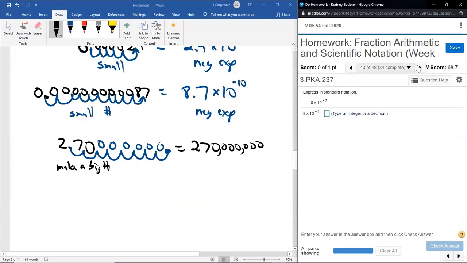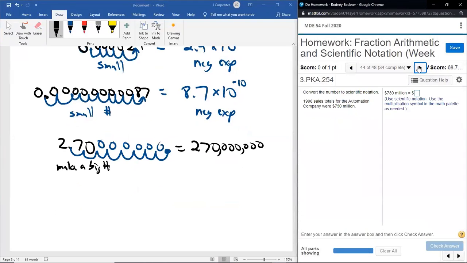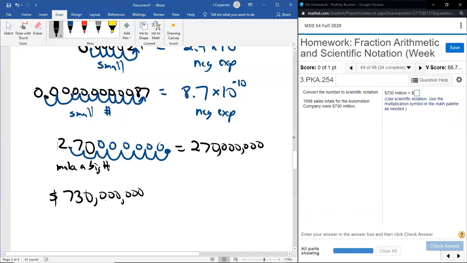All right, we've done a decent amount that way. Here we go. Convert the number to scientific notation. So we got 730 million. So you might say this number is just 730 and start moving a decimal place. And that would be okay if the word millions was somewhere in the answer, but it's not. So we've got to know that this is 730,000,000. That's how much money this is. And we're trying to convert this to scientific notation.